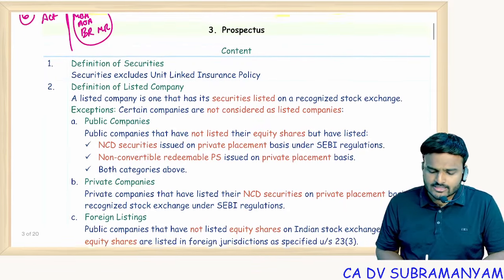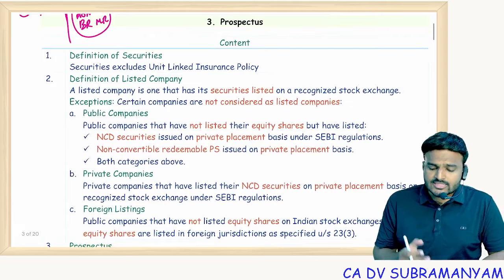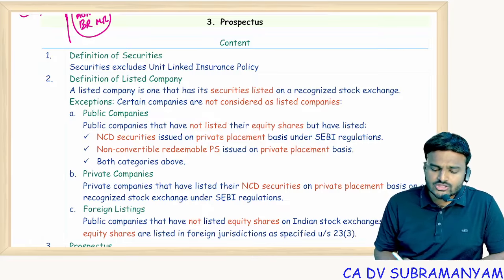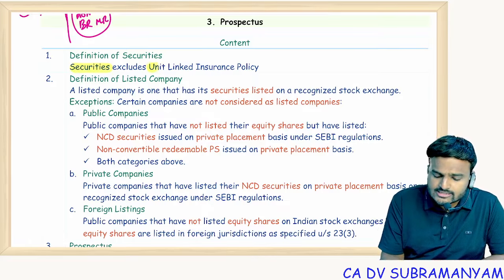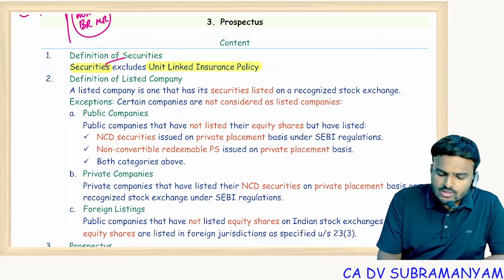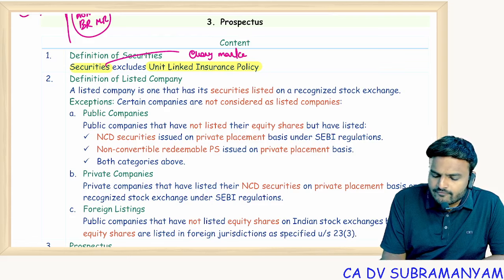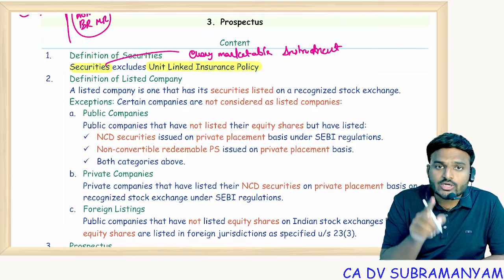Next, prospectus, chapter number 3. In chapter number 3, prospectus, first one, definition of security. Remember, security excludes unit linked insurance policy. Security includes every marketable instrument, but security specifically excludes unit linked insurance policy.